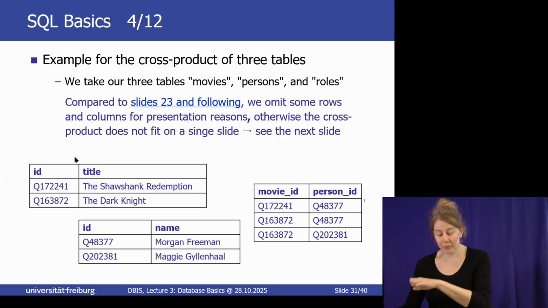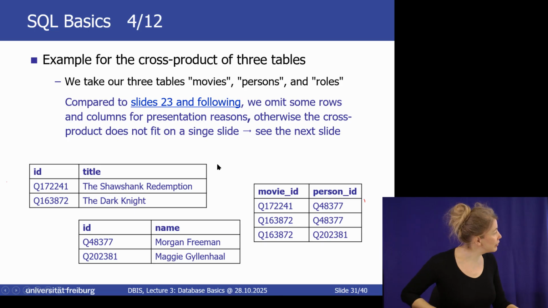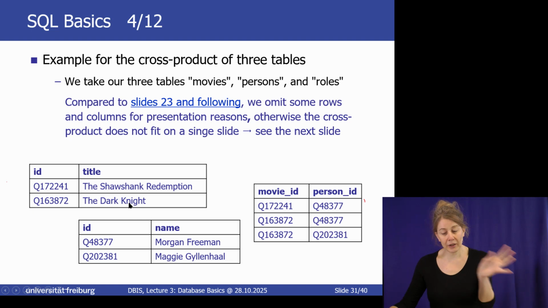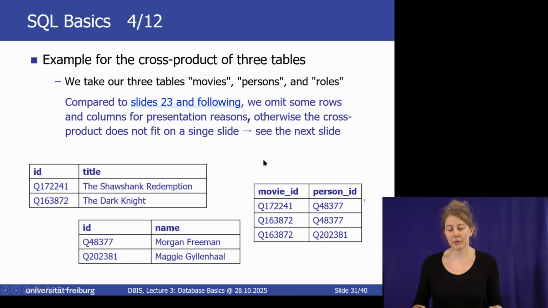And this, I think, is the main slide from the second part. So these are just two movies, Shawshank Redemption and Dark Knight. I also removed the columns I don't need, like rating, I don't want them now. Also birth date, two actors, Morgan Freeman and Maggie Gyllenhaal. And note that Morgan Freeman plays in both movies, so I have some multiplicity here. And this is the roles data. So Morgan Freeman plays in both movies and Maggie Gyllenhaal just in The Dark Knight.